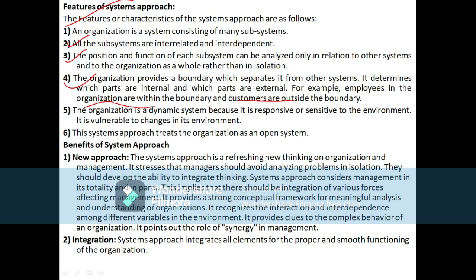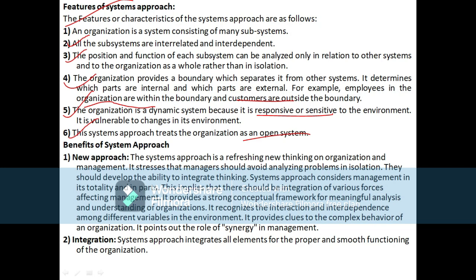Then the organization is a dynamic system because it is responsive or sensitive to the environment. Why is it dynamic? According to the changes in the environment, immediately the organization also will change. So it is vulnerable to changes in the environment. Then this systems approach treats the organization as an open system. Open system is nothing but, here every person is free to express their views and opinions in the organization. So the systems approach treats this organization as an open system.